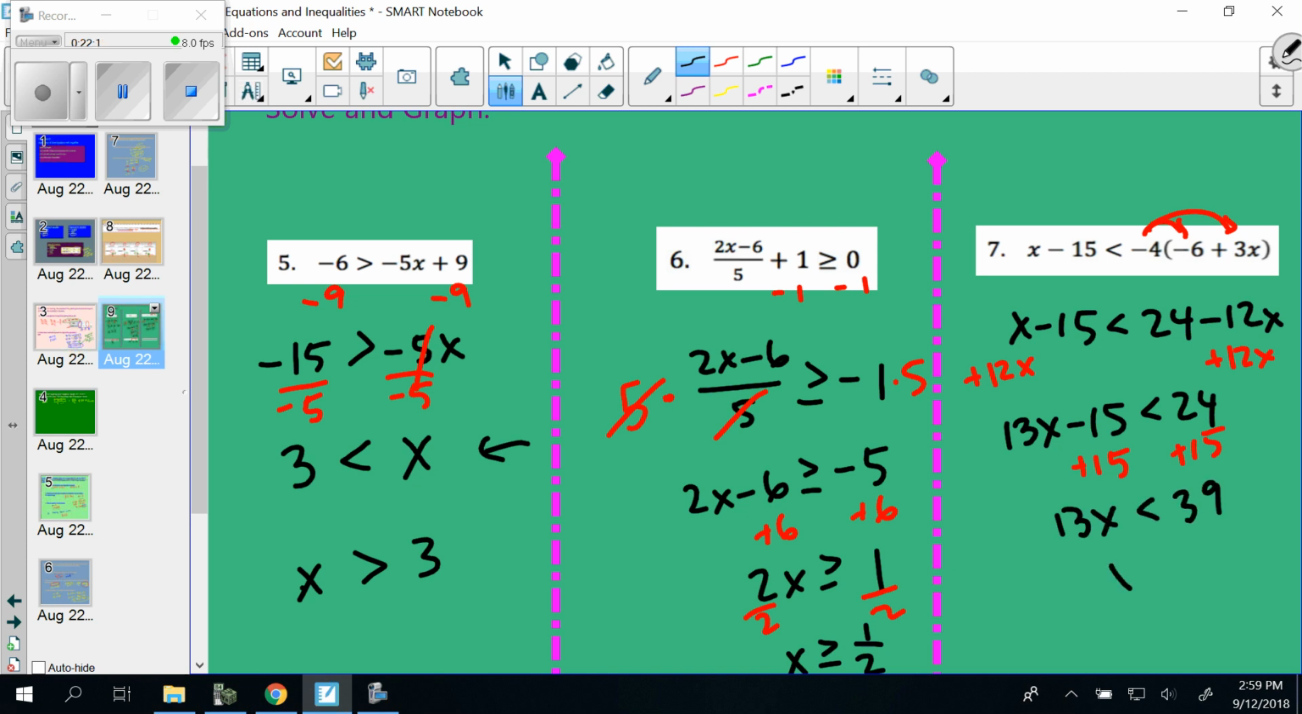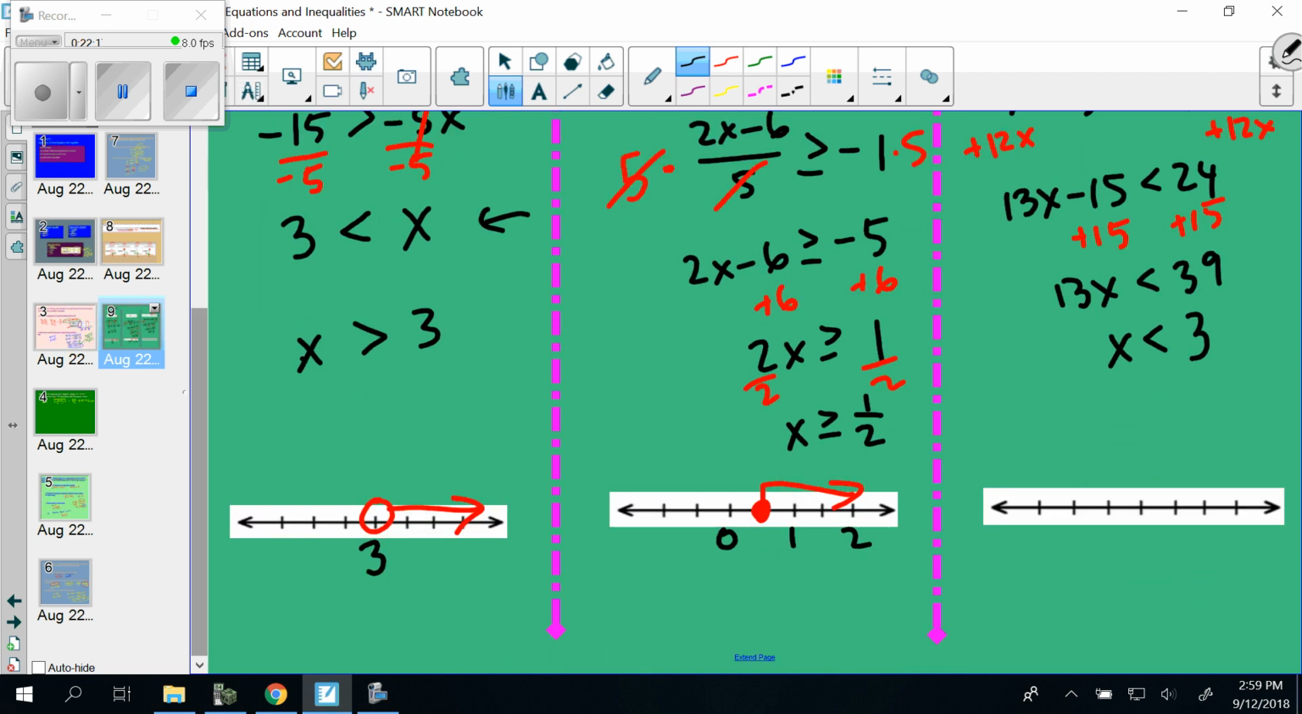Divide by 13. We're dividing by a positive. No reason to switch the sign. Everything less than 3 on your graph. Again, make sure you label where 3 is going to be at. Decide if it's open circle or closed circle. No reason to fill it in here because it's not equal to. Less than is going to be going that way. All the numbers less than 3 are that way.